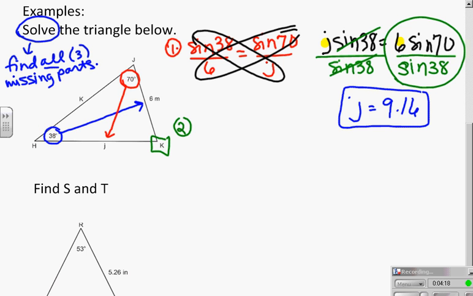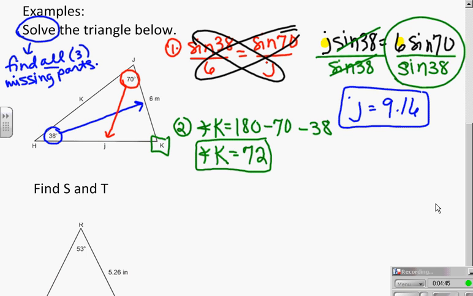Now the second thing that I'm missing is angle k. K is the easiest one because angle k is equal to 180 minus 70 minus 38. Don't forget that even though our problems have gotten more complicated, the triangle sum being 180 is always true. So that's one of your easy ways to solve. And when I do that, I find out that angle k is equal to 72. There's my second value. Now my third missing value happens to be side k. Well, now I know angle k, so I can use the law of sines again.